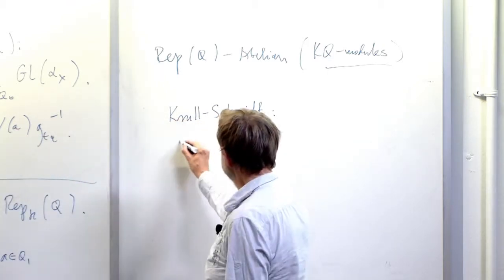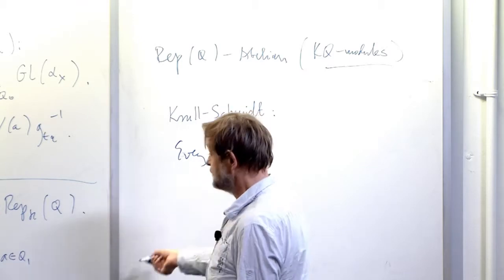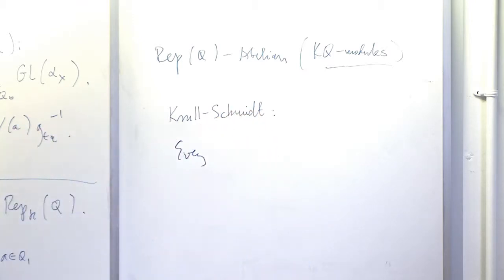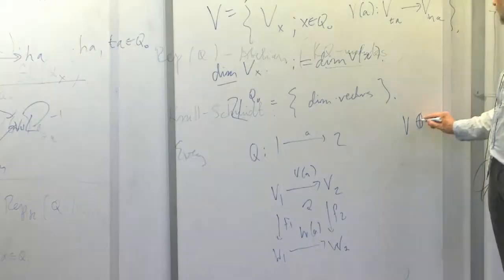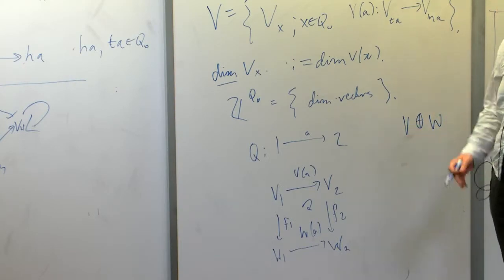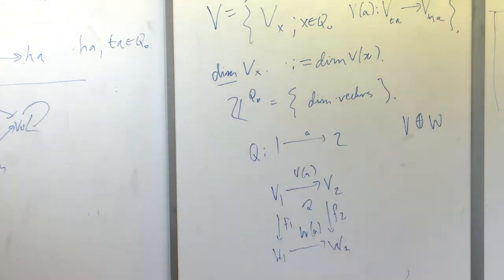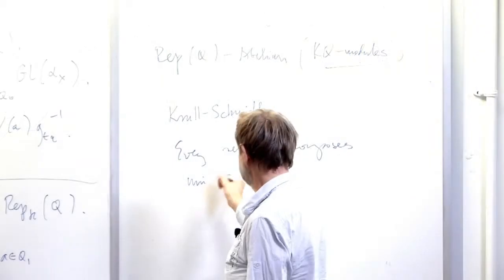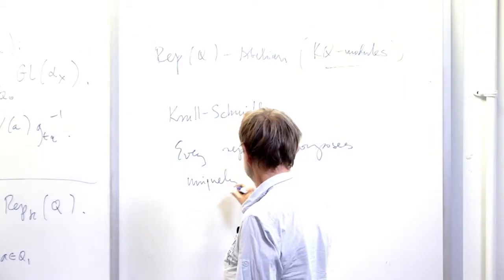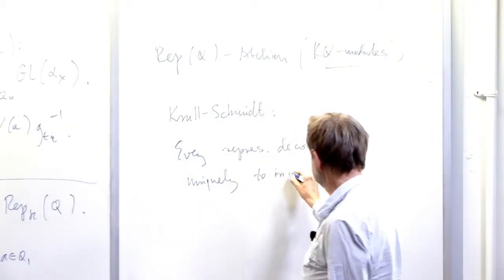Krull-Schmidt, so it means we have a notion of direct sum. If you have two representations, there's an obvious way to define the direct sum. You just put a direct sum at every vertex and a direct sum of maps. That's right. So Krull-Schmidt tells you that every representation decomposes uniquely, up to permutation, into indecomposable representations.